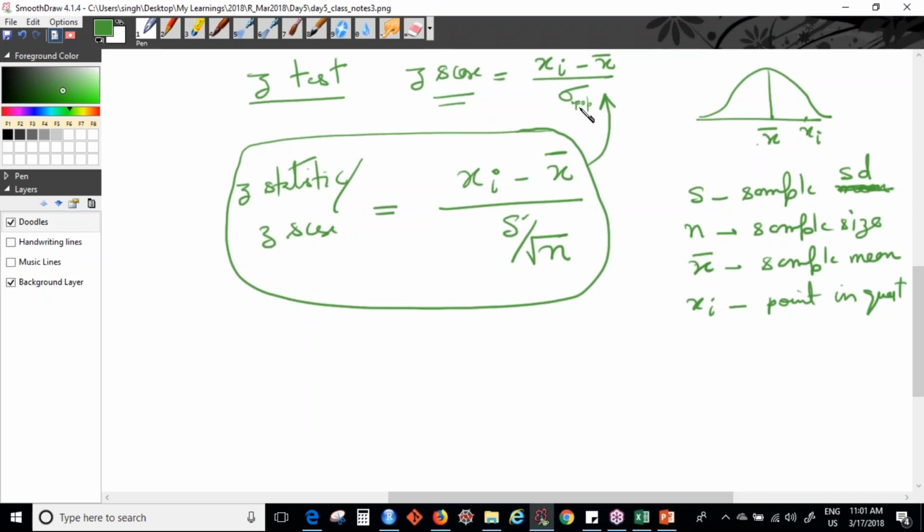Now what happens, sometimes you don't know the standard deviation of the population. When you don't know the standard deviation of the population, you take the sample standard deviation. So s is the sample standard deviation, and then you basically find this. Whatever area you want to find, you can find using this. So this is the formula for your z-test or z-score, you can say. Okay guys, is this clear?